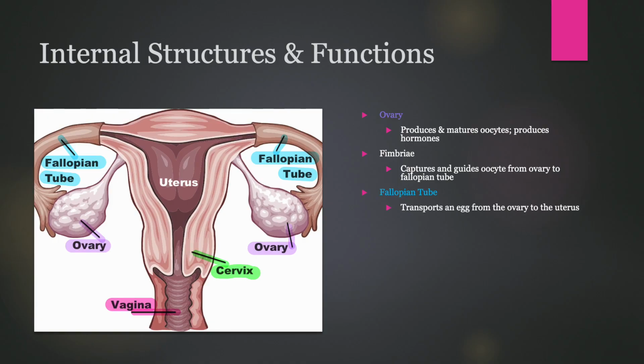Next, we have the fallopian tube. So I have that highlighted in blue, and it's pointing at the structure that's connected to the fimbriae. It's the tube-like structure that connects to the uterus. The function of the fallopian tube is to transport an egg from the ovary all the way to the uterus for a possibility of implantation.